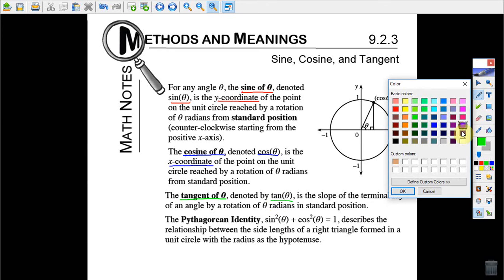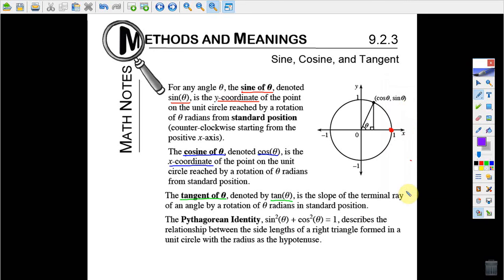The Pythagorean identity says that sine squared plus cosine squared of theta equals 1, and it describes the relationship between the side lengths of a right triangle formed in a unit circle with the radius as the hypotenuse.